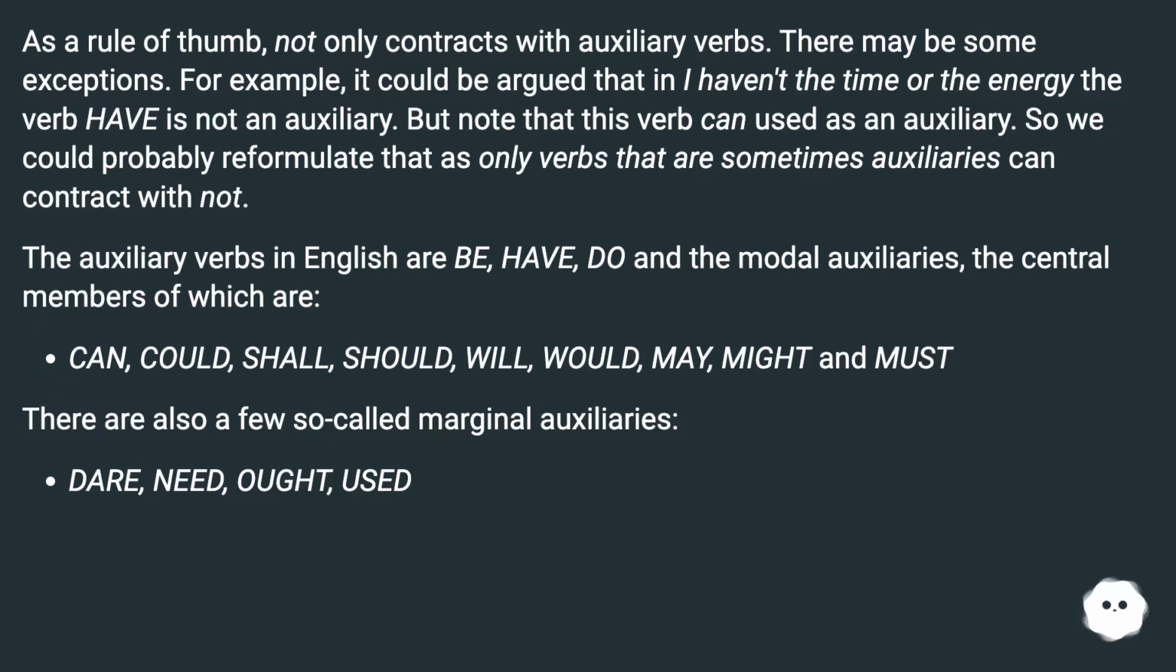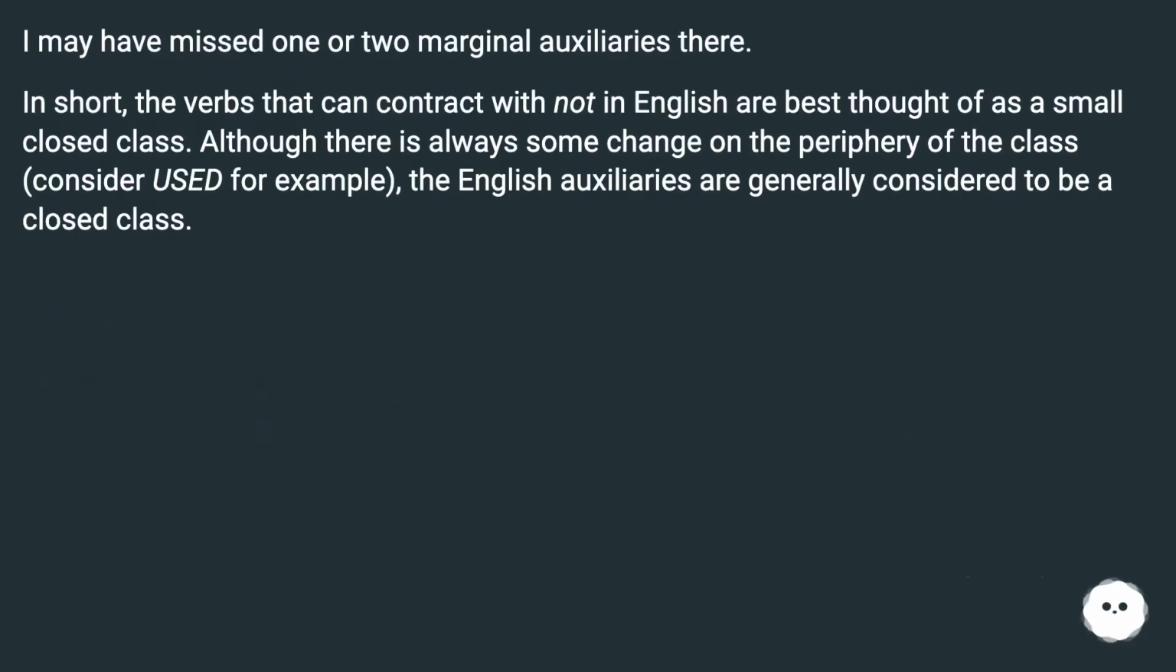The auxiliary verbs in English are be, have, do, and the modal auxiliaries, the central members of which are can, could, shall, should, will, would, may, might, and must. There are also a few so-called marginal auxiliaries. Dare, need, ought, used. I may have missed 1 or 2 marginal auxiliaries there.